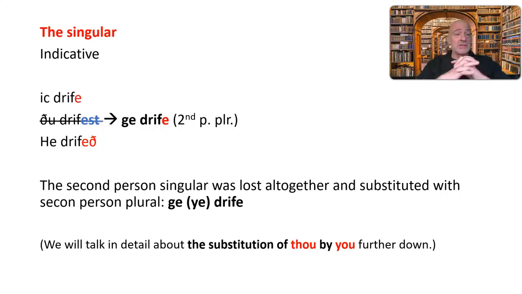Here we go. The singular, same thing: thou driveth, ye drive, but this is the second person plural, okay? So what happened is that the second person singular was altogether lost, completely lost, and substituted with the second person plural. Ye, in Old English spelled with a G, today with a Y, or later on with a Y, and then U, and so on. Ye drive. So what probably happened, I cannot prove it, is that the subjunctive plural became the norm. Later on, the second person singular was lost altogether and substituted with the second person plural.